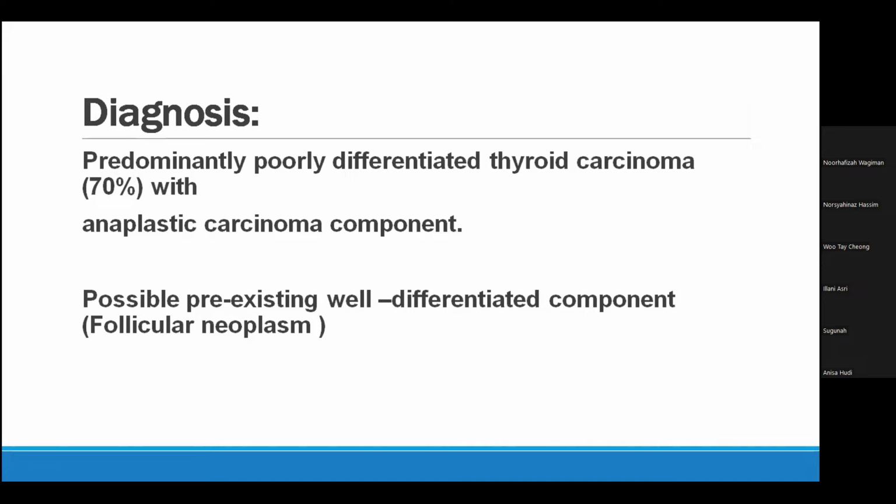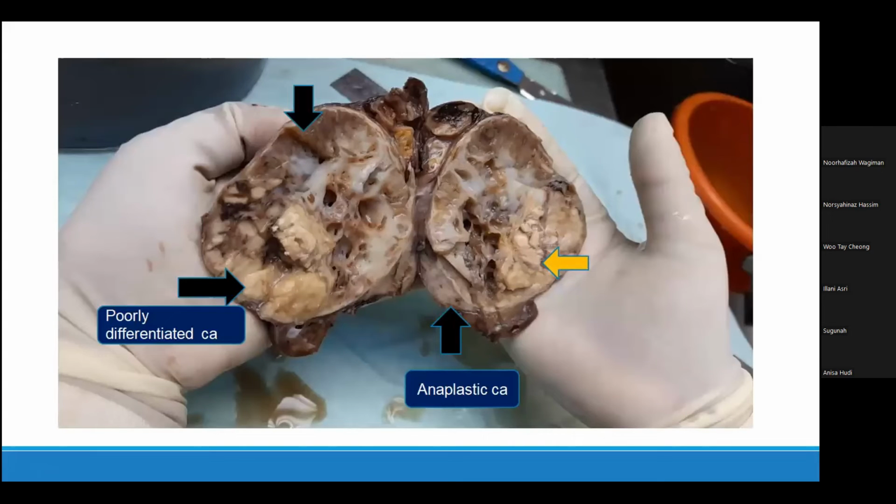I just raised a possibility, if you remember the first slide, of a possible pre-existing well-differentiated component. That is just a possibility, but it's not going to change the management. So let me recapitulate the picture again. Clinically nobody thought it was malignant, because they thought it was MNG.